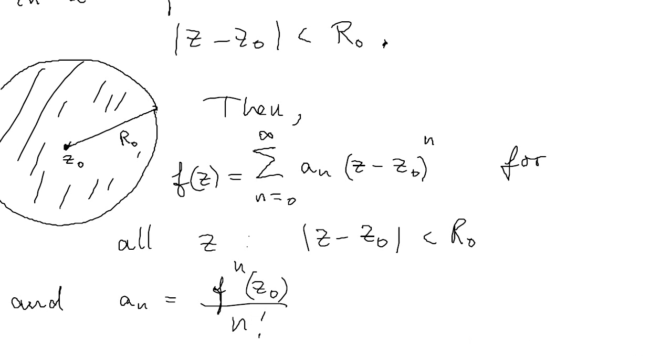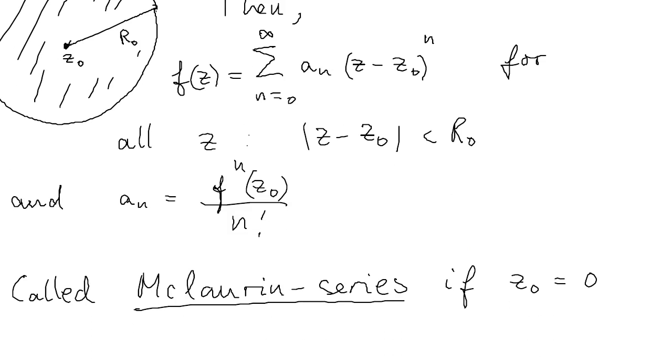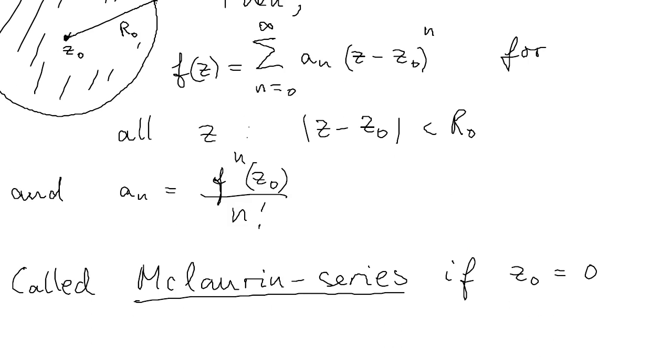We are not going to prove this theorem. We are going to say instead that the most common Taylor series are the Maclaurin series, and these Maclaurin series are obtained in the case when we let z0 be equal to 0.